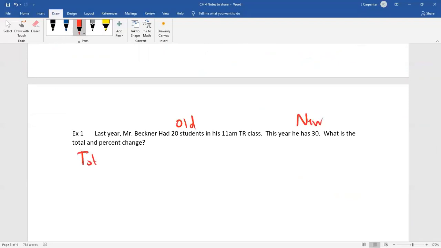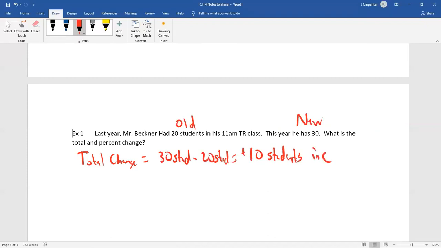So our total change, or absolute change, remember those words are, sorry for the pun, changeable. That's new minus old, not old minus new. 30 students minus 20 students, which is 10 students. Do not just write 30 minus 20. That's a horrible habit. You will not be a good quantitative reasoning student doing that. Now, that's a positive number, so it's an increase. It's obvious that it's an increase. We went from 20 to 30, it went up. So this year there are 10 more students. That's what we can say.